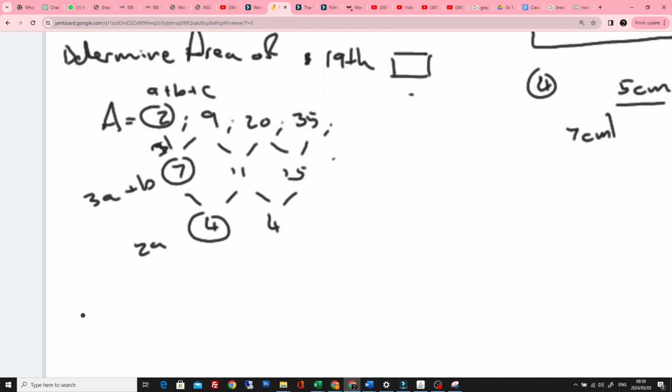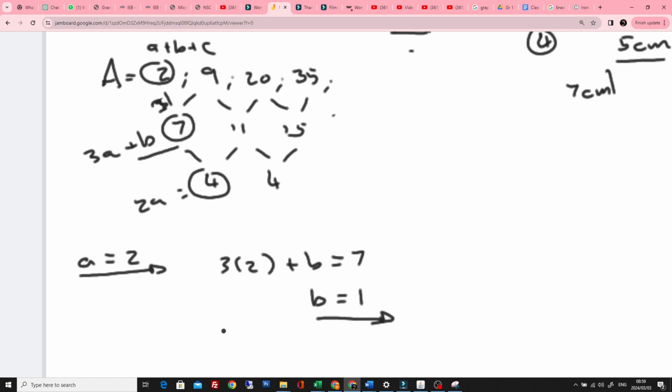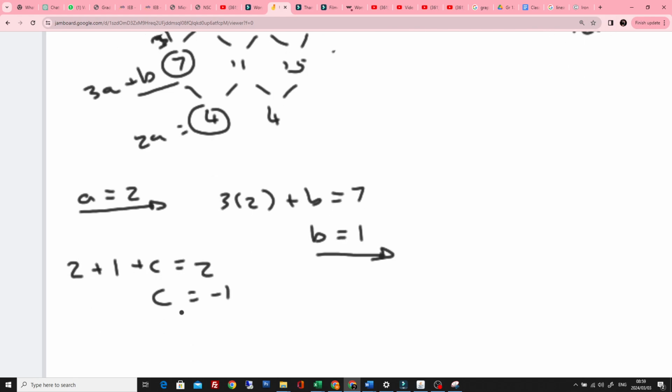Okay, so we have a pattern, and we can say a would be equal to 2, just solving this. 3 times 2 plus b would be equal to 7 using that. And we can say that b would be equal to 1. And we can solve for c by saying a plus b plus c is equal to 2. So c must be equal to negative 1. And we can get a general formula and say it's 2n squared plus n minus 1.